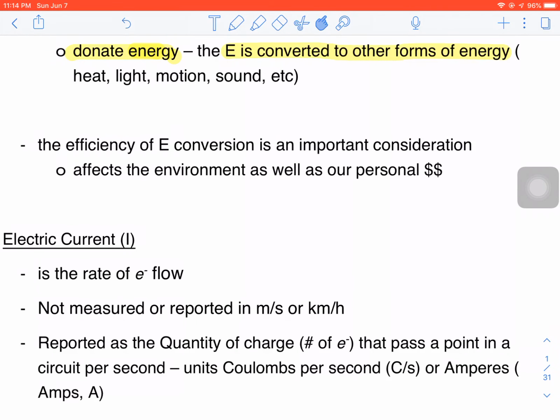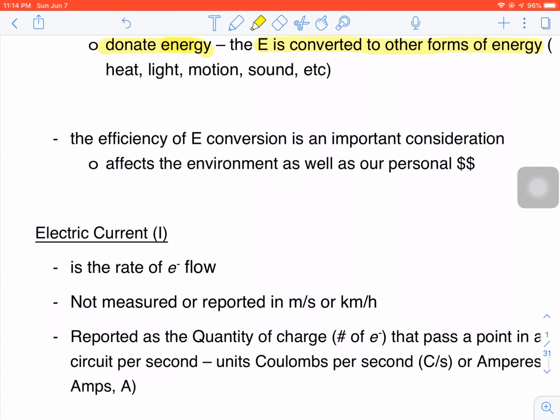Okay, now we've already talked a lot about efficiency in this course, efficiency of energy conversions. It really talks about how much waste there is when an energy transformation goes on, how much of it gets converted into the desired final form of energy, right? And as we're looking at the efficiency of energy conversions, we're going to recognize that it impacts a lot of different things.